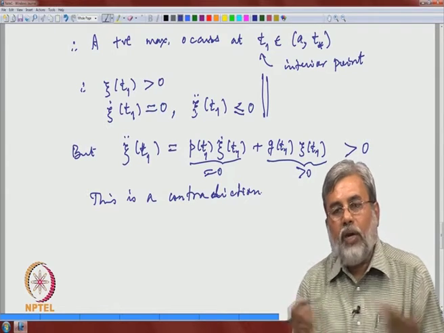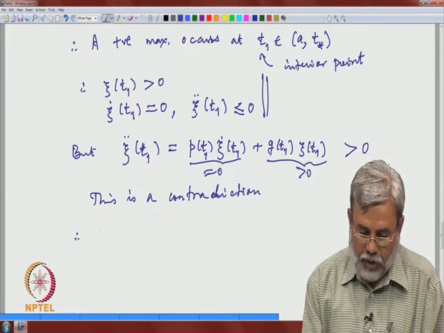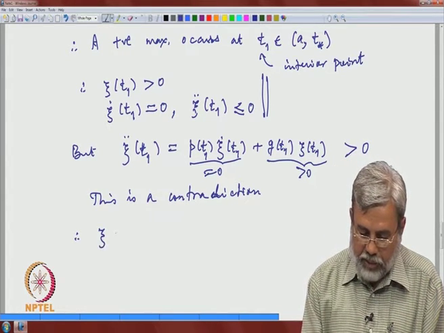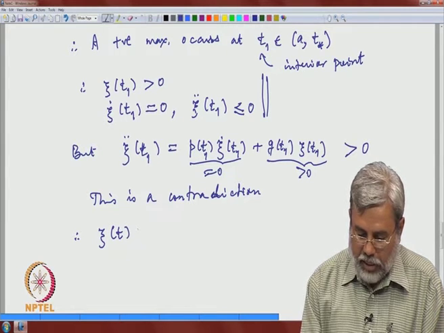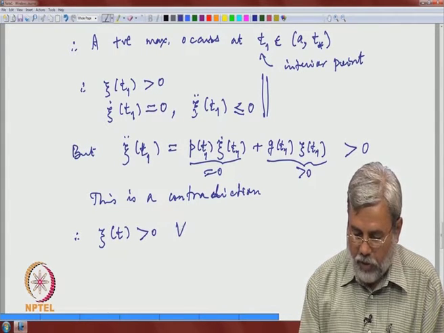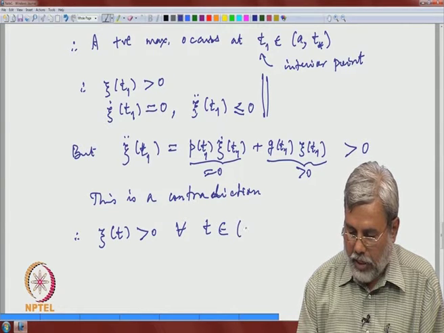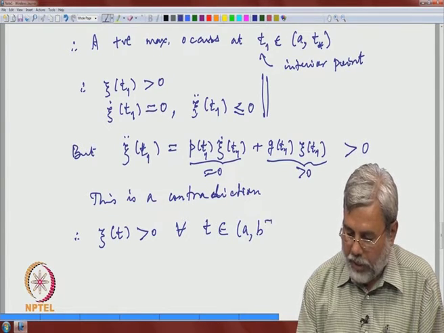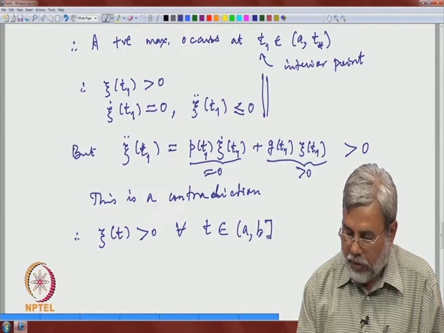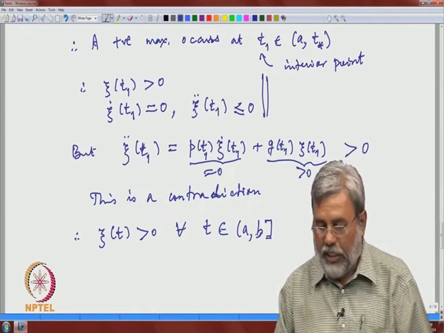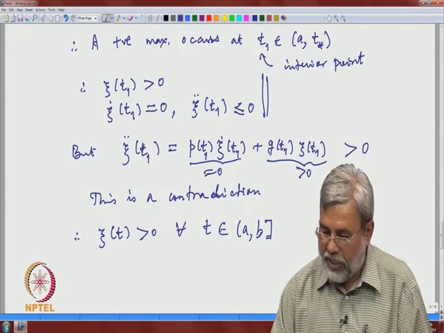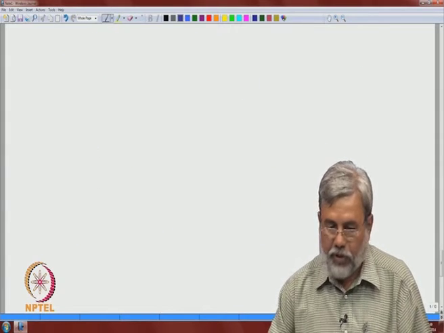Okay. So, therefore, our claim is true. So, what is our claim? Xi t is positive for all t in A B up to B. Okay. So, that is important. Okay. So, this is the first step, and the remaining steps are very straightforward.